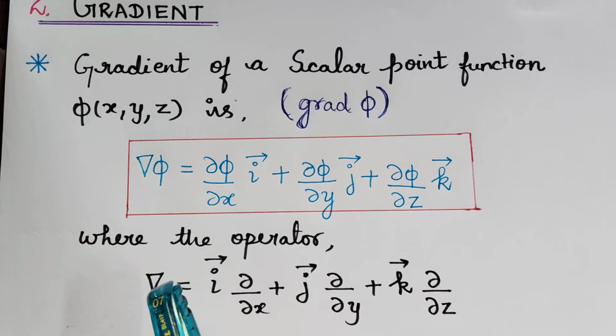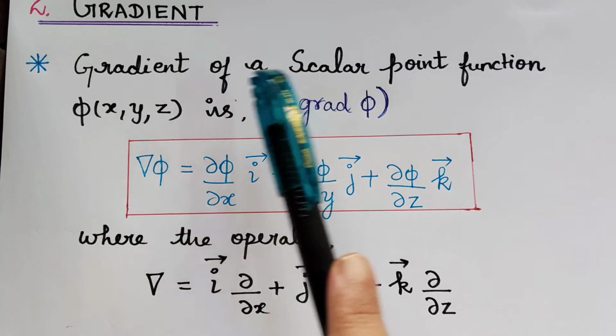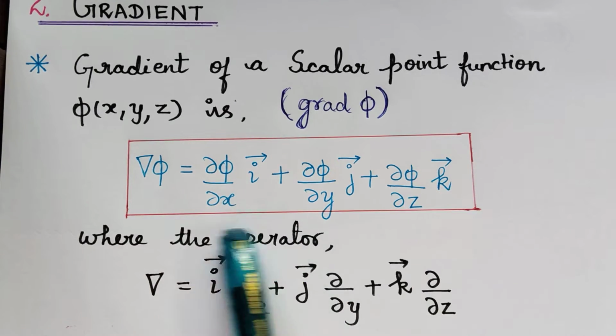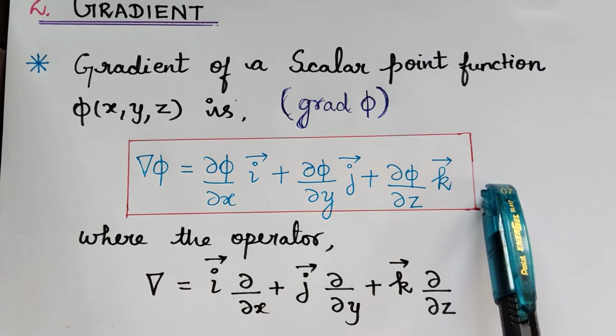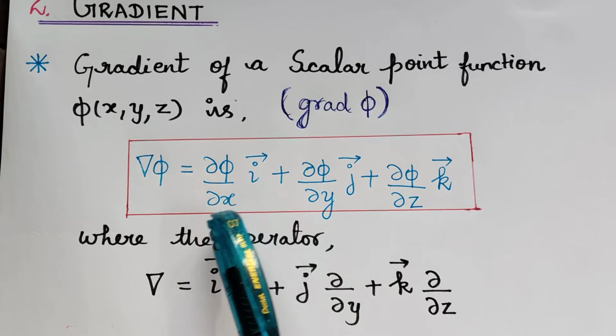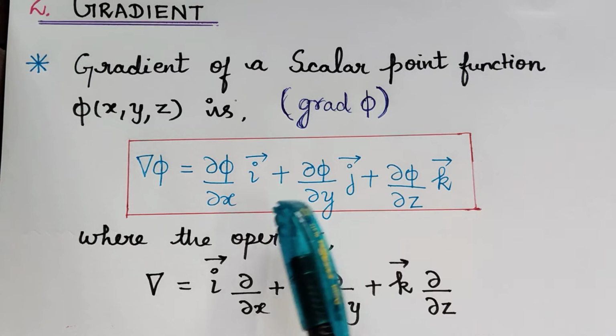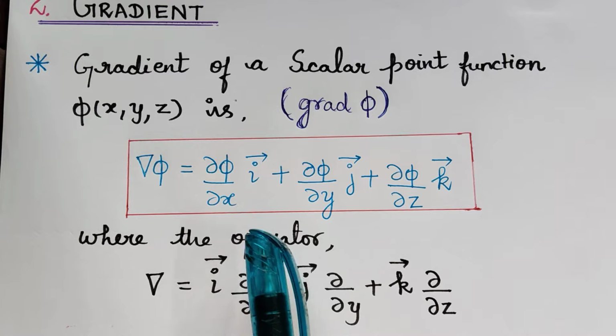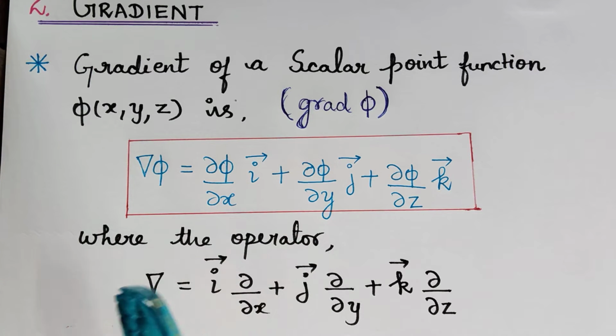So very importantly, you should remember that the operator nabla is equal to this. When this operator is operated on any function, first we have to remember this concept very importantly. And the gradient of a scalar point function is given by nabla phi, which is equal to this. So this we will be using in many problems. And if you see, gradient is a vector quantity because it involves directions. So therefore gradient is a vector quantity. So let us see problems of finding gradient of scalar point function phi.